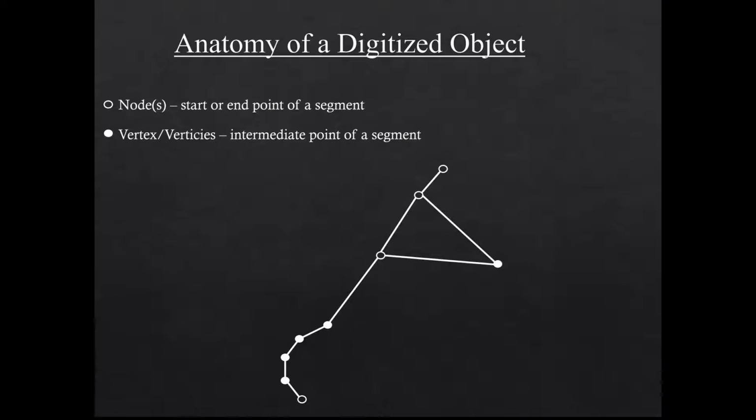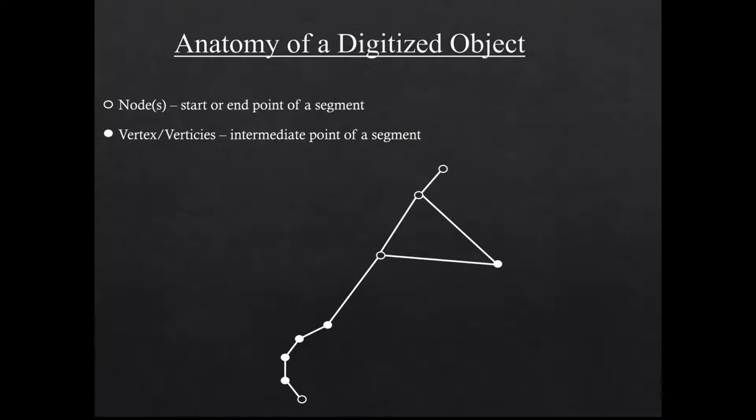As an example, if we look at the digitized object on the side, we can see that there are 4 nodes and 5 vertices. As we know that nodes determine the end and beginning of a segment, and vertices are continuations of the same line segment, we can identify 4 separate digitized line segments in this figure. Starting at the bottom, we have a node, followed by 4 vertices that terminates at the base of the triangle. That is one line segment.